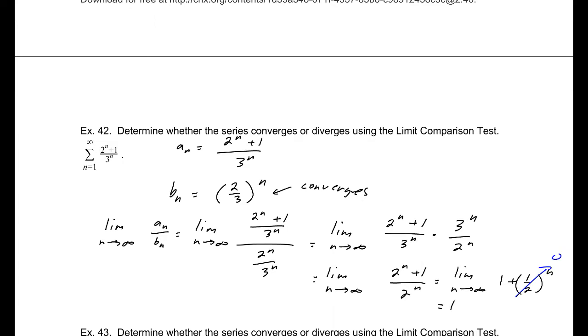Okay, now our bn, well actually it doesn't matter what happened to that, because this limit is 1, which is not 0, then they both converge or both diverge. Since bn converged, we can say the sum from 1 to infinity of 2 to the n plus 1 over 3 to the n converges by the limit comparison test.